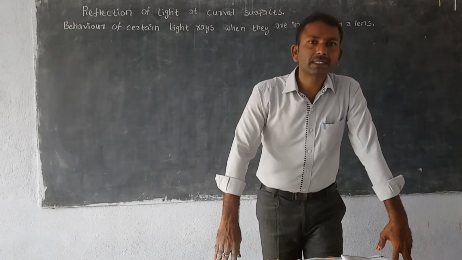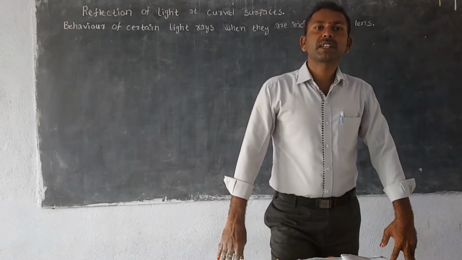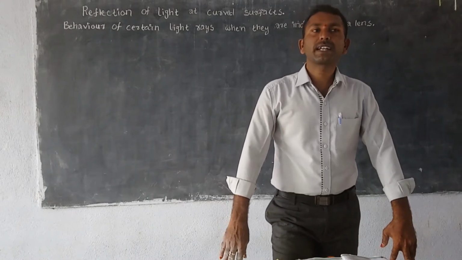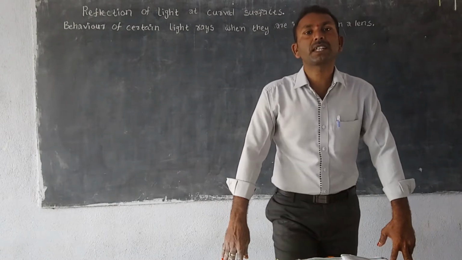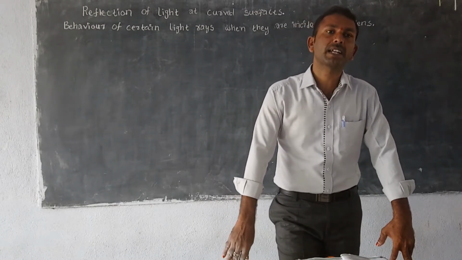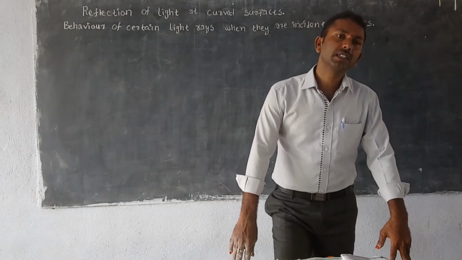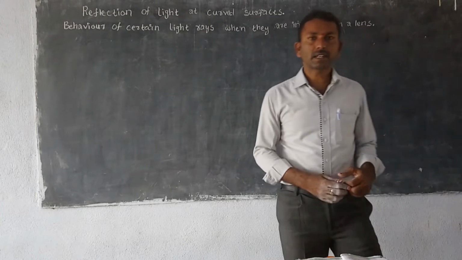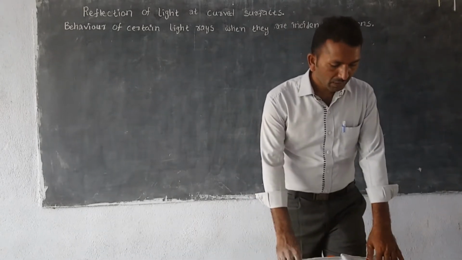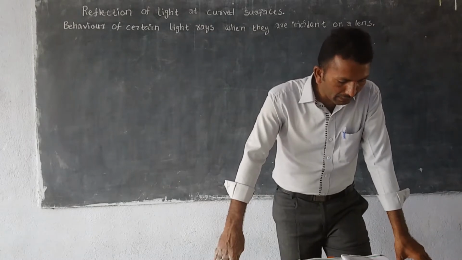We have already discussed in the mirrors how the image is formed and how the light ray is deviating when the light ray is passing through the center of curvature, when the light ray is going along the principal axis, when the light ray is going through the focal point. Here it is the same, but here we are going to learn on the lens, not on the mirror. The behavior of these certain light rays when they are incident on a lens.